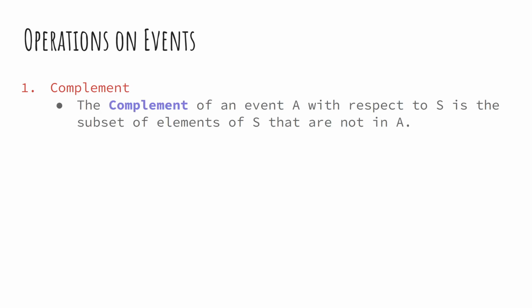Okay, so let us see operations on events. This is what we had done in the last class of revision on the operation on sets. One is the complement. So what is going to be the complement of an event? The complement of an event A with respect to S is the subset of elements of S that are not in A. These are all the elements of S which are not in A.